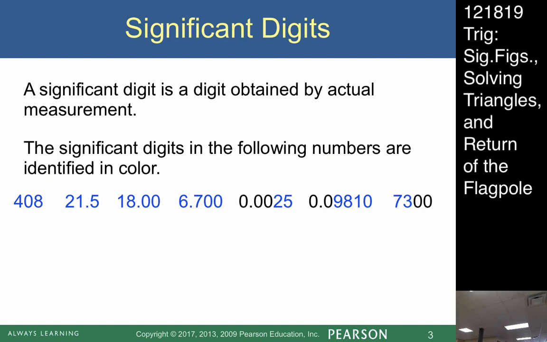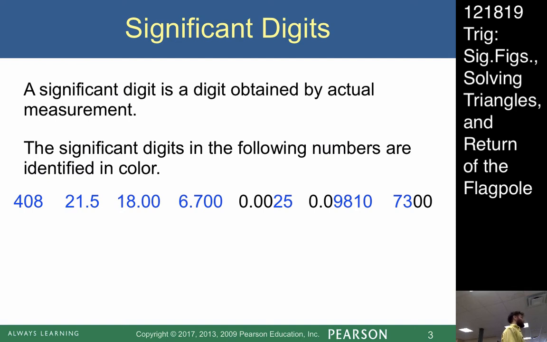Significant figures. We spent, I feel like, weeks going over that when I had you in chemistry. Really? Maybe it was one of the other chem classes I taught. I don't know. One year I spent so much time on sig figs it made me want to die.